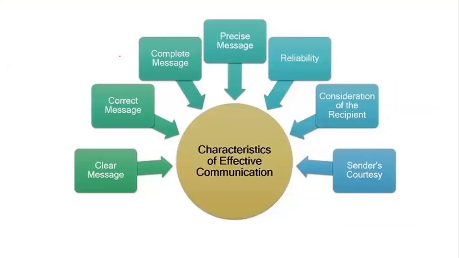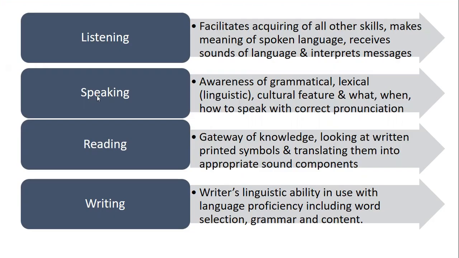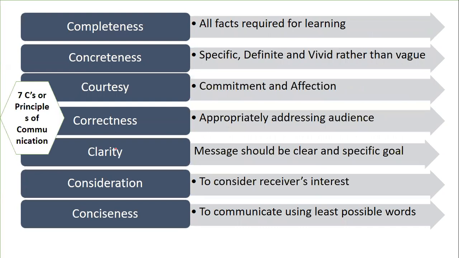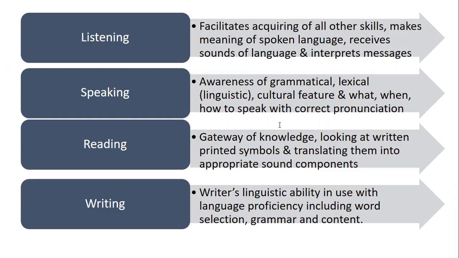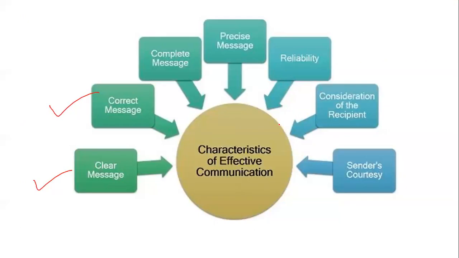So, the characteristics of effective communication. How should effective communication be? There has to be a clear message. The message should be correct. Now see, when we talk clarity, correctness, I just taught you. When we say clear, it means the message should be very specific. Correct means the message should be properly addressed to the audience. So you have to keep all these things in mind, because the question can be twisted in any form.